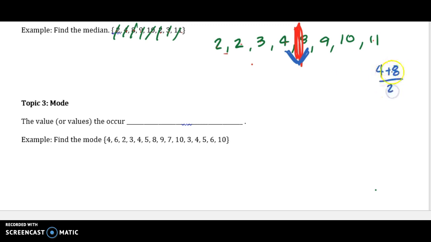4 plus 8 divided by 2, because there's 2 numbers. So 4 plus 8 is 12, divided by 2 is 6. So the middle number actually doesn't occur in the data set at all. It's just 6.